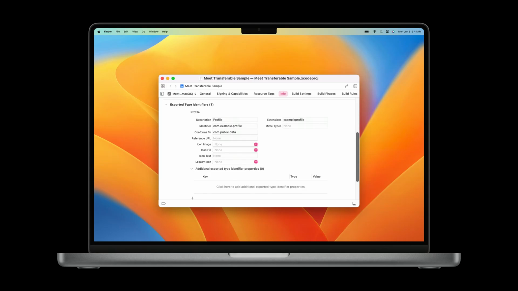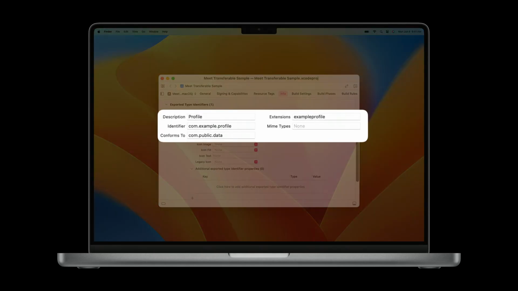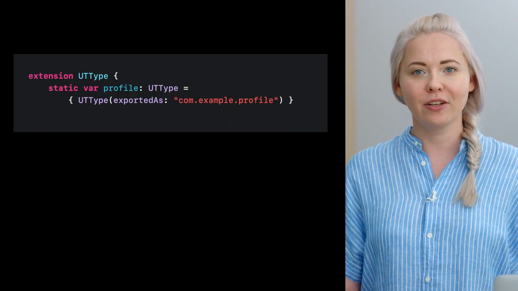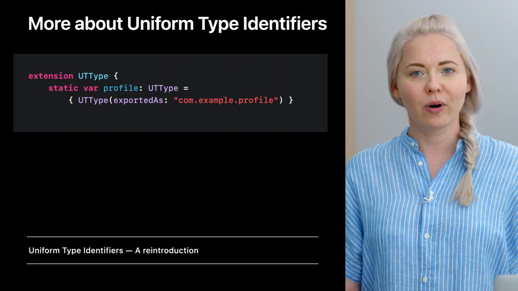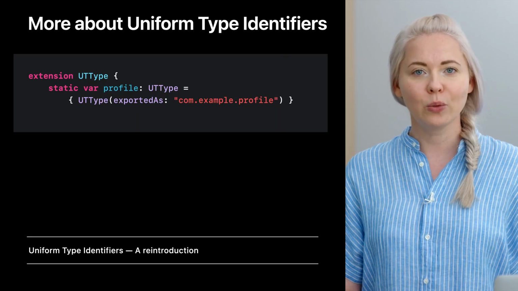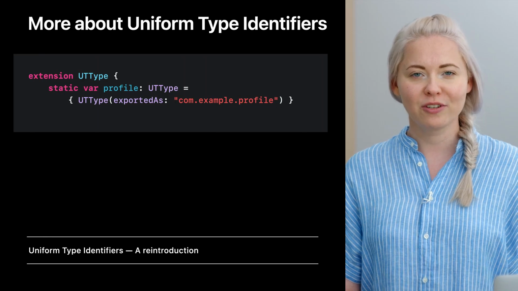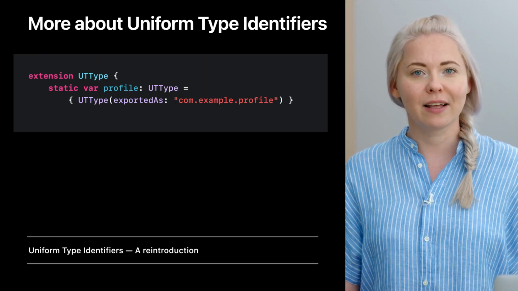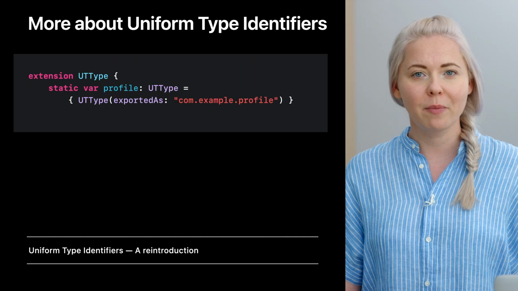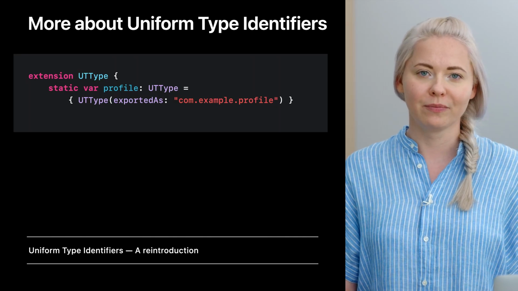In order to declare a custom identifier, first, add its declaration to the info plist file. It is also a good idea to add a file extension. If the data is saved on disk, the system will know that your app can open that file. Secondly, declare it in code. To learn more about content types, I invite you to watch a video, Uniform Type Identifiers, a Reintroduction. Personally, I love it, and it gives a clear idea of what uniform type identifiers are and how to use them.